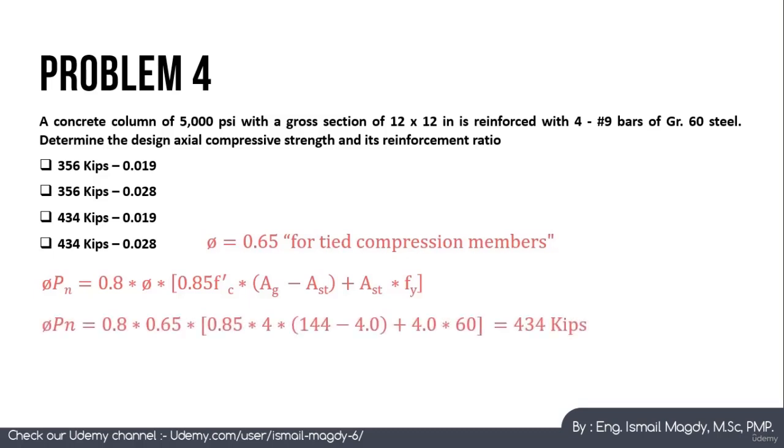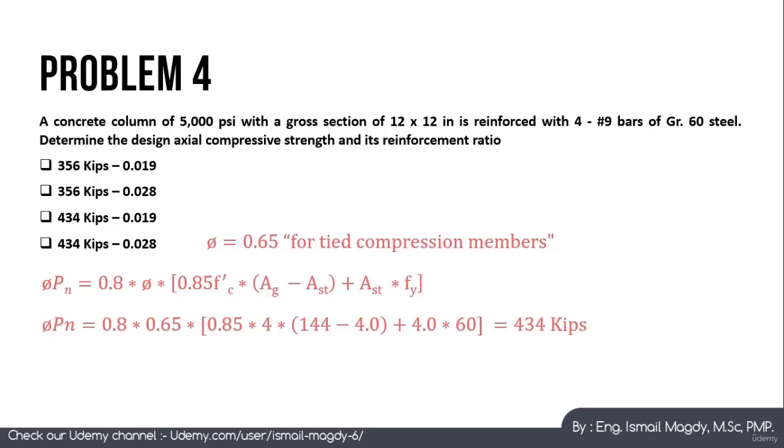We know that the phi equals 0.65, and we also know that the Fc prime equals 4, which is 4 ksi because we want the value in kips, and we know that the area gross is 12 multiplied by 12. This is a square section, equals 144, minus the area steel, which is 4 multiplied by the area of each bar of number 9, which equals 1 inch square. So the total area steel equals 4 inches square, of course. And as I told you earlier, we can get this value from the table of the steel reinforcement, which is in our FE reference book.